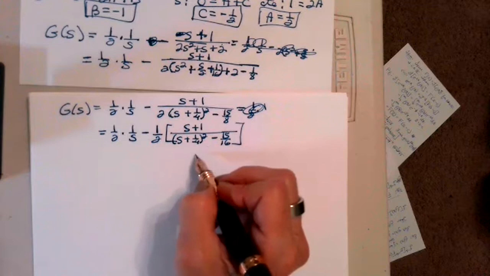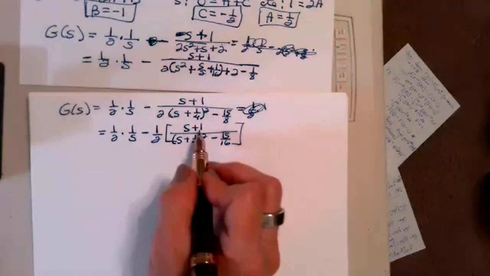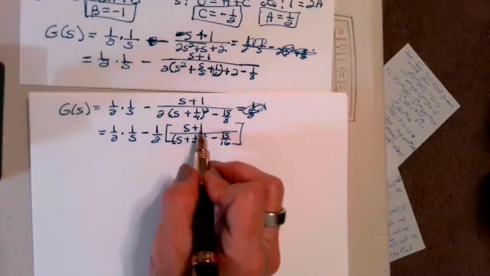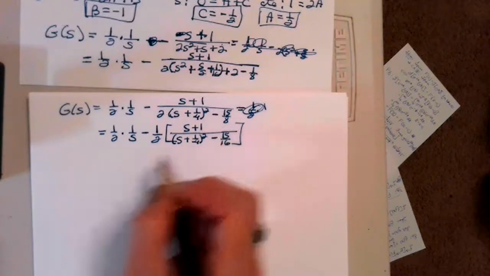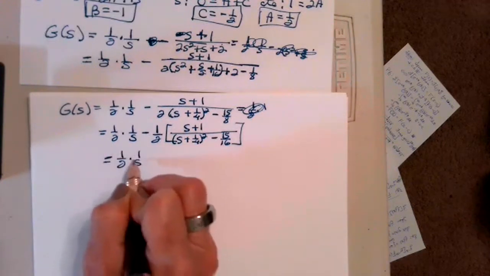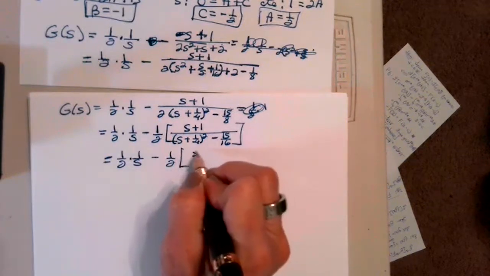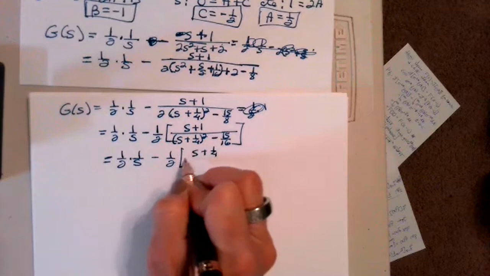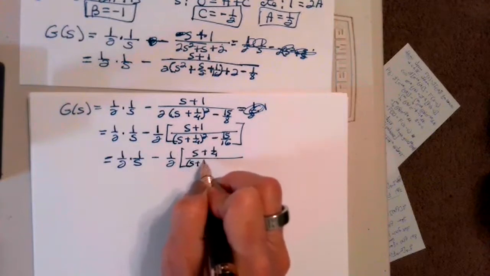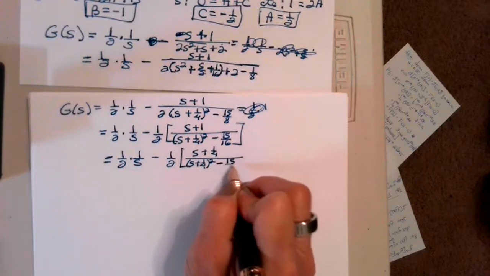Now, the problem is, if you try to look this up in the chart, you can't even find this, because here you have an s plus 1/4. And so in the chart, you need an s plus 1/4. So we have to break this itself into 2 different pieces. So this will be s plus 1/4 over s plus 1/4 quantity squared minus 15 over 16.